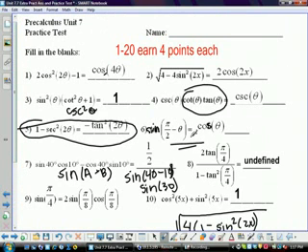Eight. Tangent of pi over 4 is 1. So I say that's 2 times 1 divided by 1 minus 1 squared. 1 squared is 1. 1 minus 1 is 0. So that's equal to 2 over 0. Oops, can't have that. Undefined.